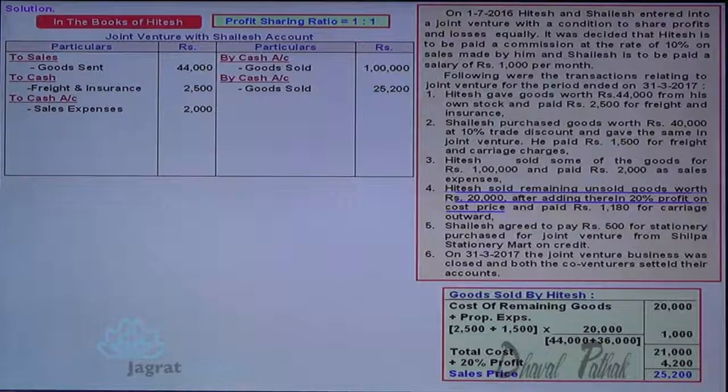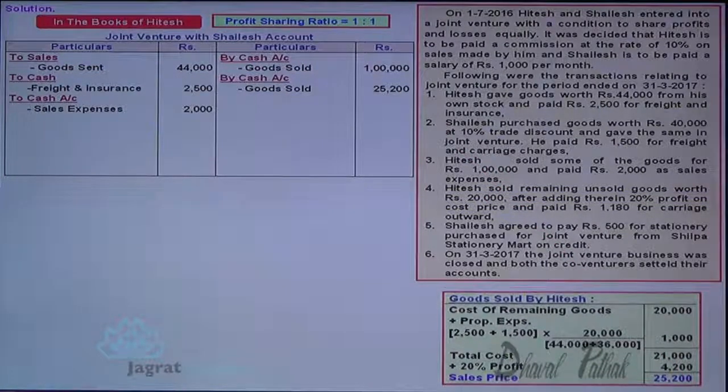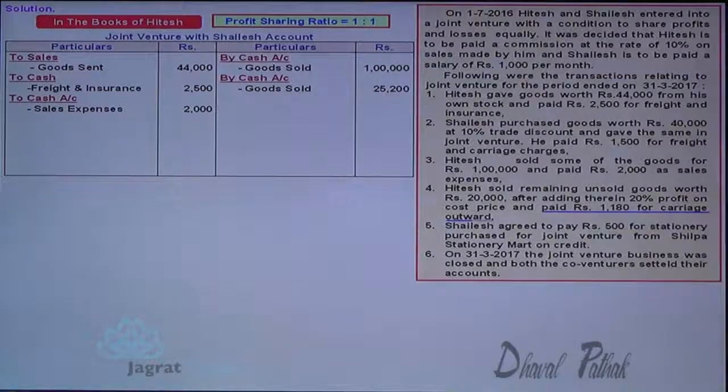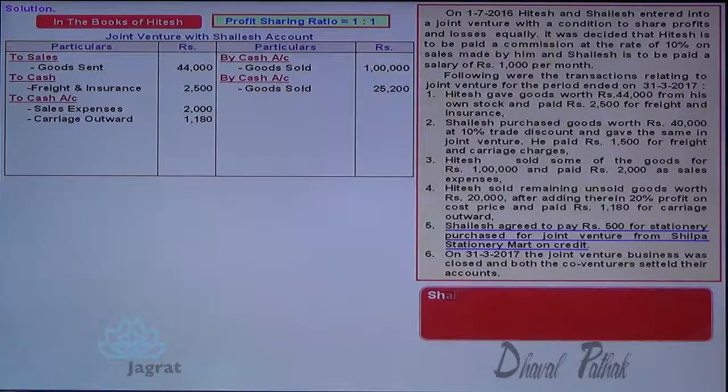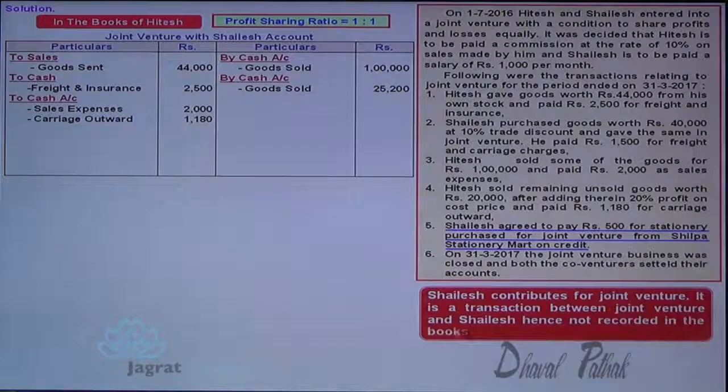Now next, 1,180 expenses paid. Expenses paid for joint venture with Shailesh account debit to cash account. Shailesh agreed to pay the stationery expenses. It is a transaction between Shailesh and joint venture, not recorded in the books of Hitesh.